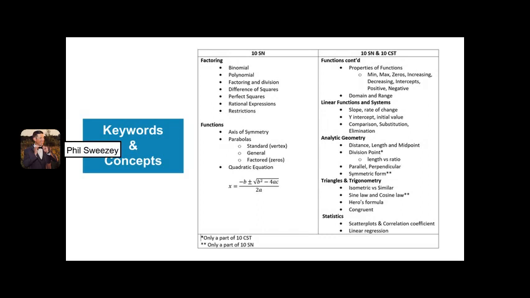Keywords and concepts. For those of you that need things in bullet point form or like to take a bird's eye view, here are all of the keywords and concepts you should be familiar with for both the SEC4SN and the CST exams. Note that there is a lot of overlap between the two courses, but as you can see in the first column, there are additional, more challenging concepts that you will need to know.